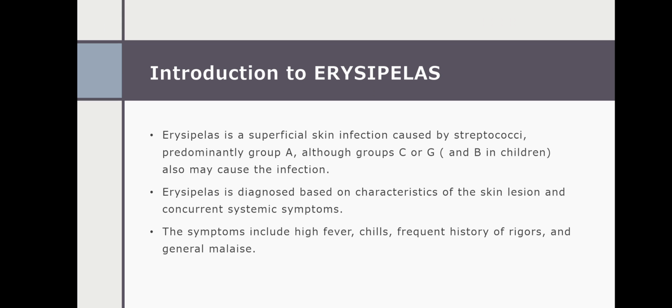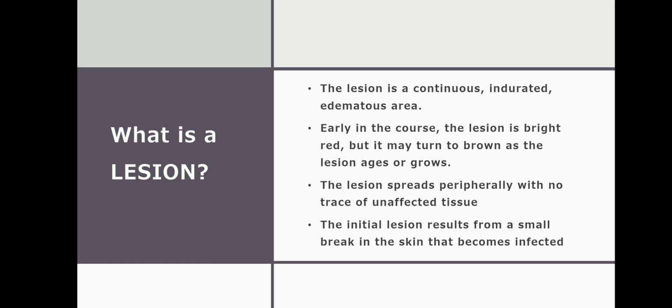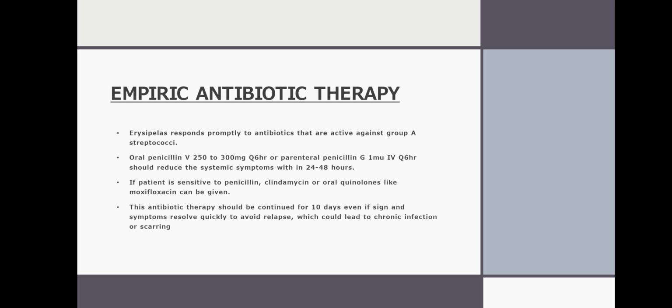The systemic symptoms used in the diagnosis of erysipelas include high fever, chills, frequent history of rigors, and general malaise. As the diagnosis is based on the type of skin lesion, we should know what the lesion is. The lesion is a continuous indurated edematous area. Edematous means there is the presence of edema, which means accumulation of fluid. In the early stages, the lesion appears bright red, but it may turn brown with time as it ages. The lesion spreads peripherally with no trace of unaffected tissue.